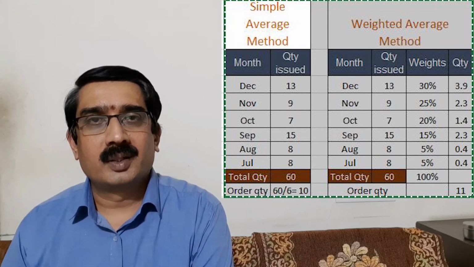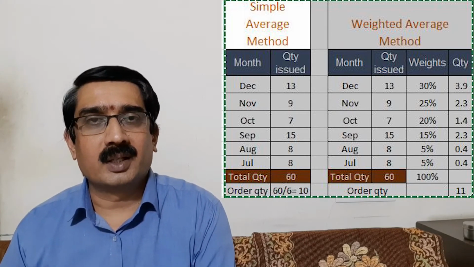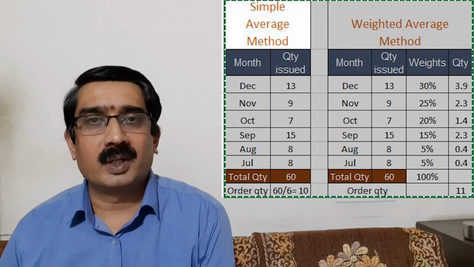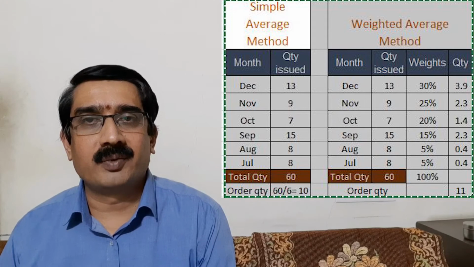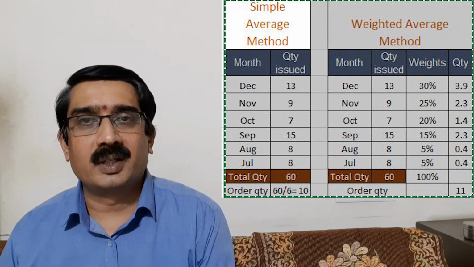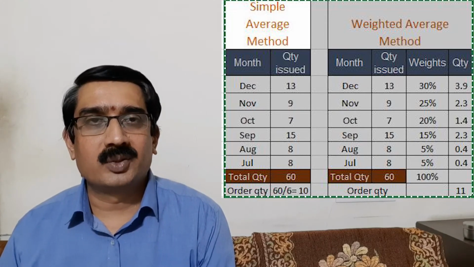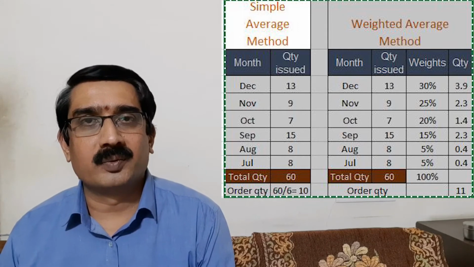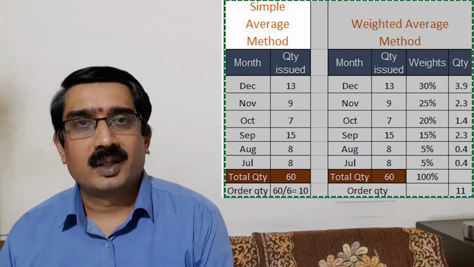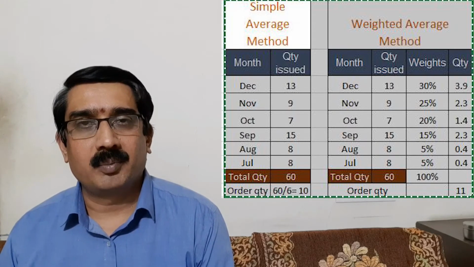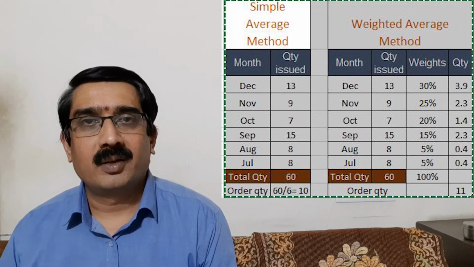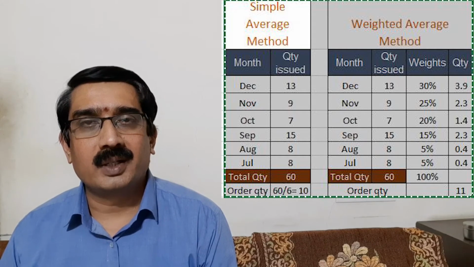When there is a variation in the consumption, when you look at the table, in the month of June it was 8, August it was 15, December it is 13, September it is 7. So it is moving up and down. In such cases, we follow a method called the weighted average method. In this method, we give weightage for each month.